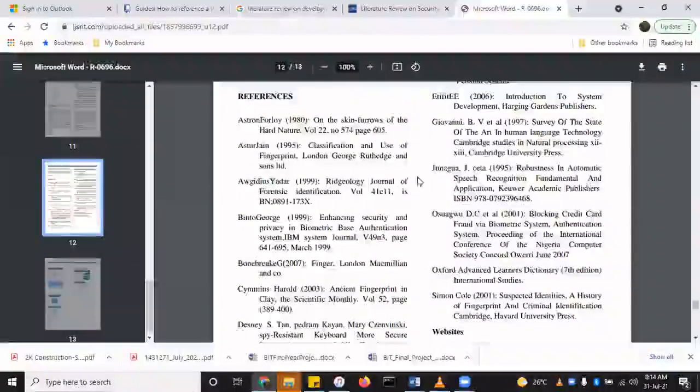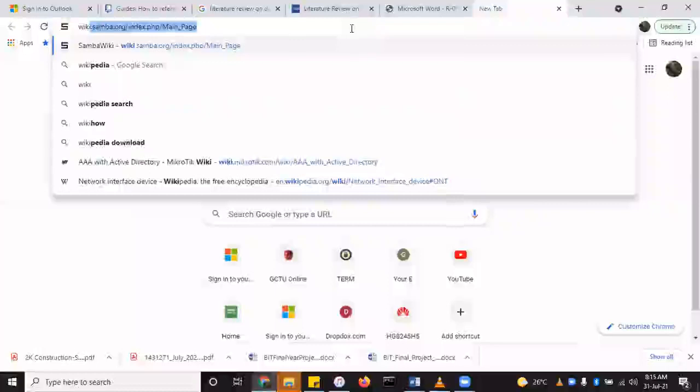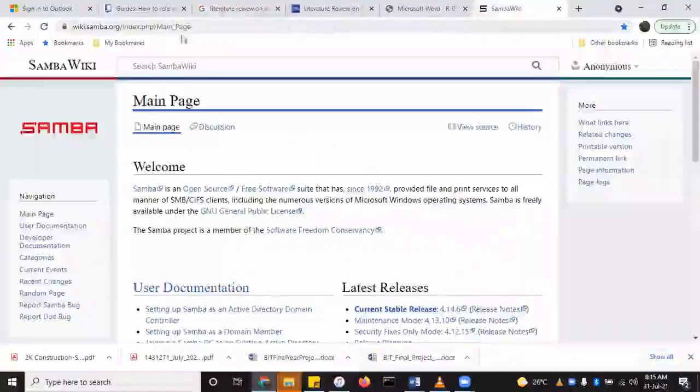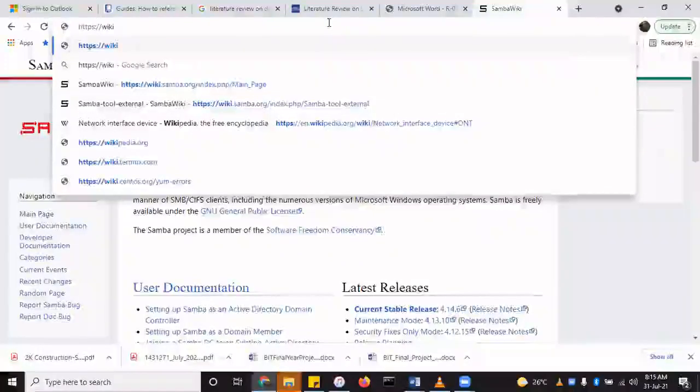Now, for those of you that try to use pure websites for your references, it's terrible. The reason websites are not ideal for your literature reviews is because most content on a web page does not carry an author's name. If you were to go to a website, like, for instance, Wikipedia.org.